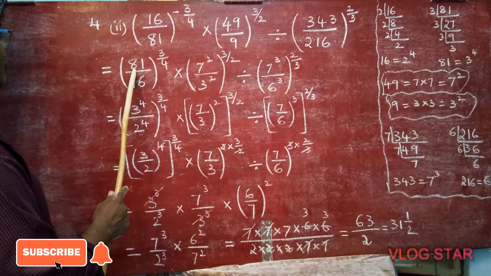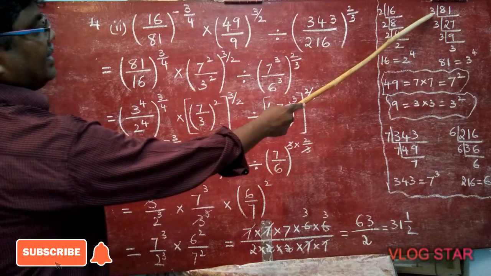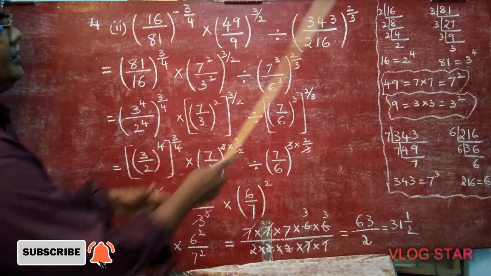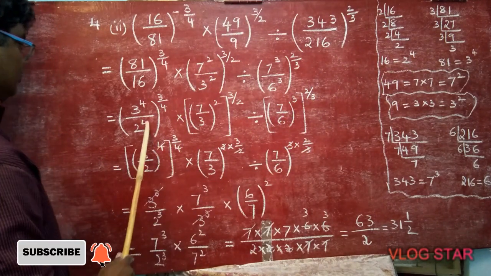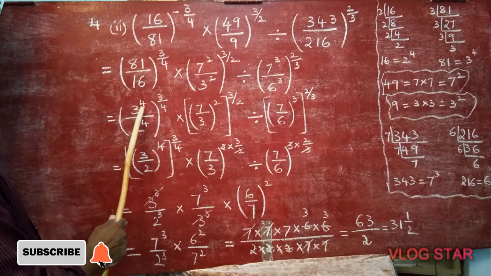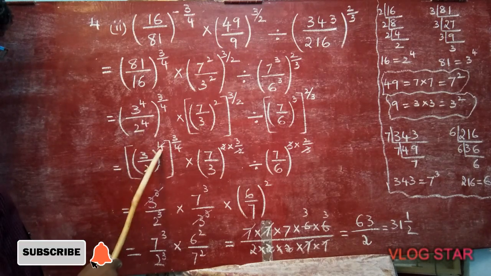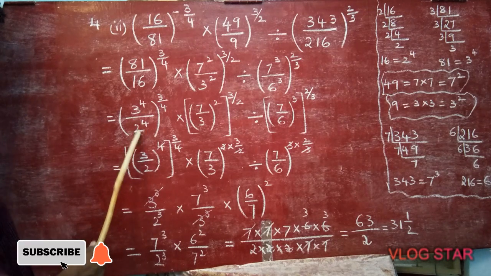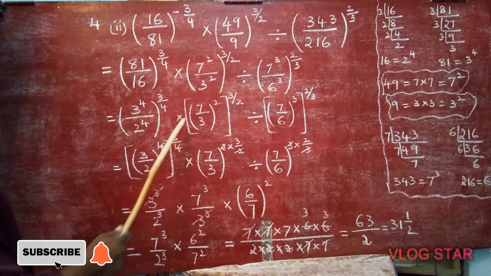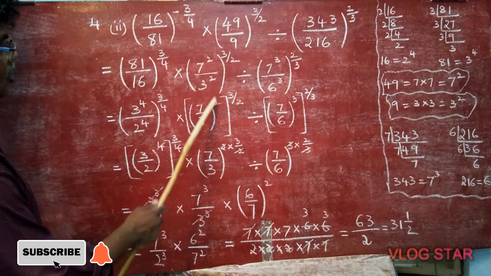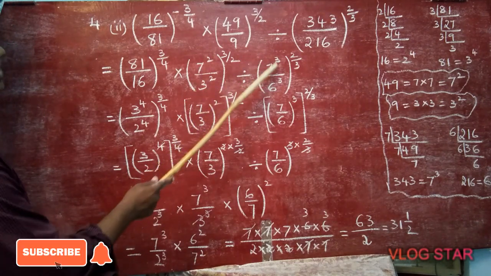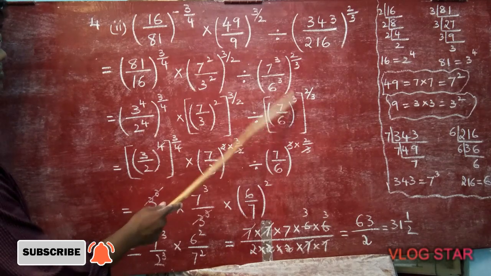Don't forget. Now for 81, factors: 3 to the power of 4. For 16, 2 to the power of 4. Now 3 by 2 whole to the power of 4, because it is in the form of the formula a power m by b power m, a by b whole power m. Next 7 by 3 whole square, because both are the same powers, so whole square. Here also same power, 7 by 6 whole square.